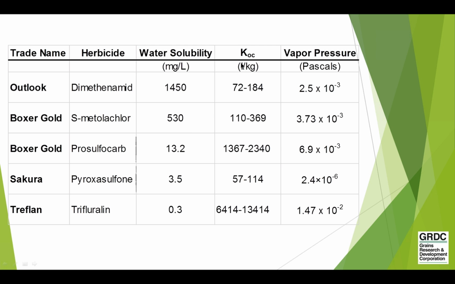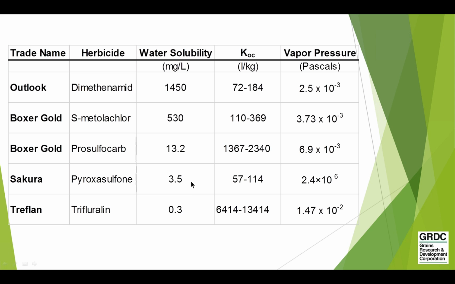Next to that, I have the KOC, which, as I said, shows how well these herbicides bind to the soil. You can see that except for pyroxasulfone, as the water solubility decreased, the binding to the soil increased. So dimethenamid bound the least, followed by metolachlor, prosulfocarb, and then trifluralin, which binds very, very tightly. The exception to this rule is pyroxasulfone.